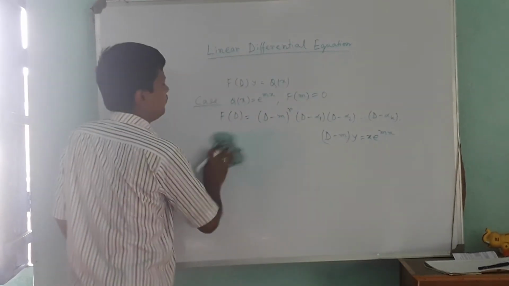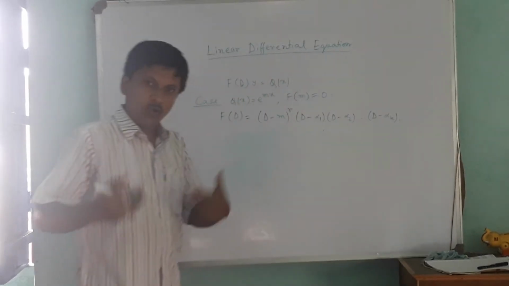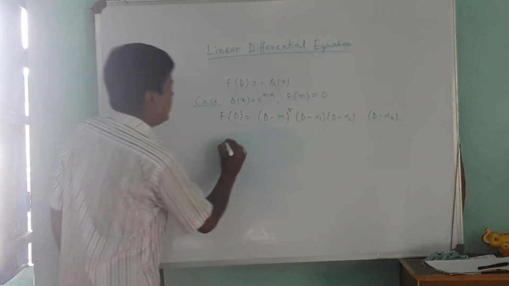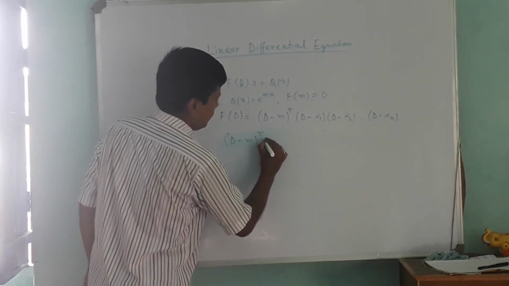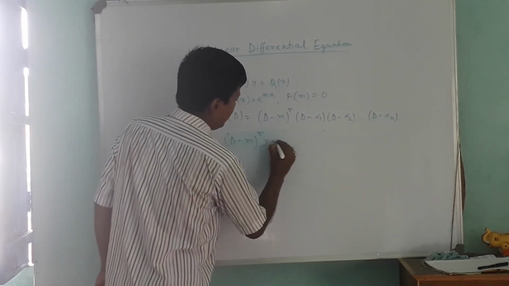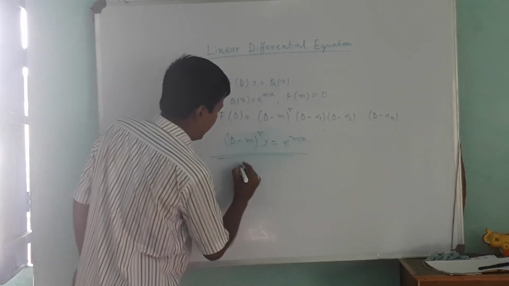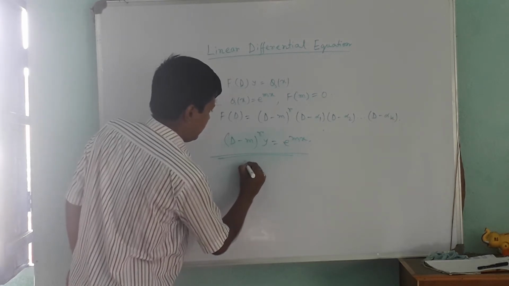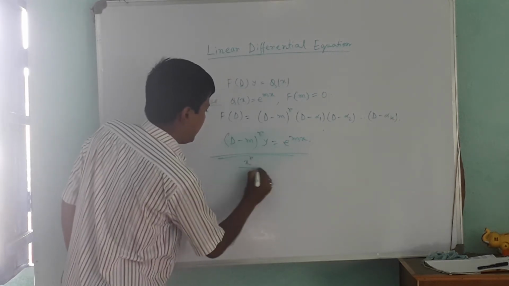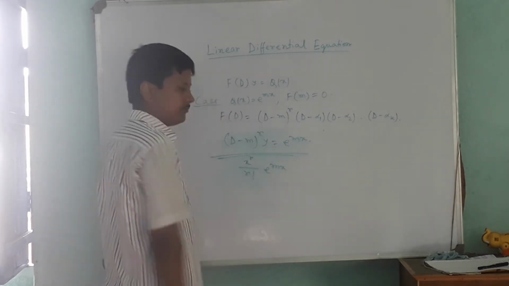In the same way, if we calculate, then for (D - m)^r y = e^(mx), we get the particular integral like this: x^r / r! e^(mx).